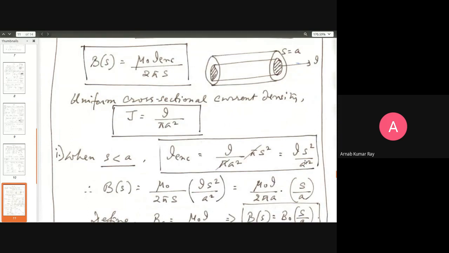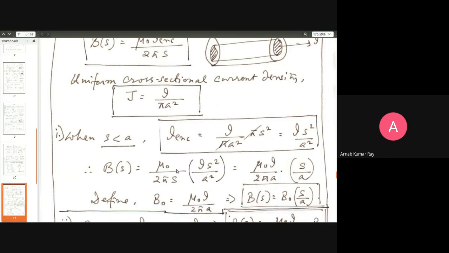Since S is less than A, I enclosed will be less than the total current passing through this wire. So B will be equal to mu naught by 2 pi S into I S squared by A squared. And then some cancellation will happen. I'm just doing a little trick over here. This S and this S squared will cancel to give you an S here. And here is an A squared.